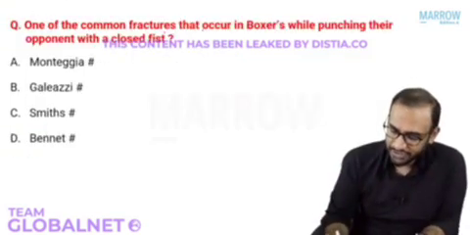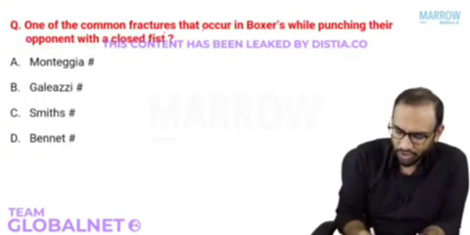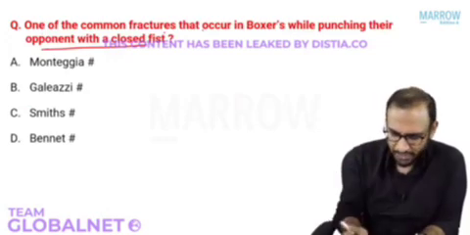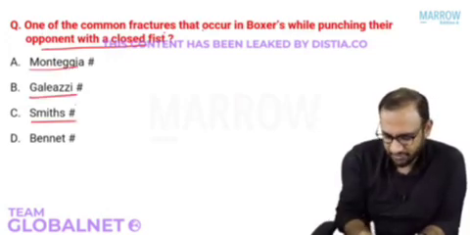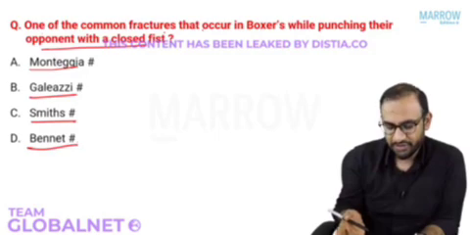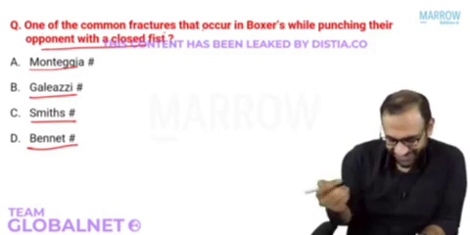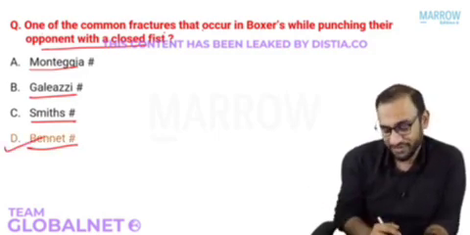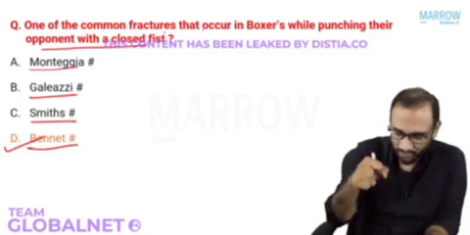One of the common fractures that occur in boxers while punching their opponent with a closed fist. Monteggia fracture, Galeazzi fracture, Smith's fracture, Bennett's fracture. There is no boxer's fracture, right? The answer here is Bennett's fracture based on the options available. That is the fracture that you will get in boxers.